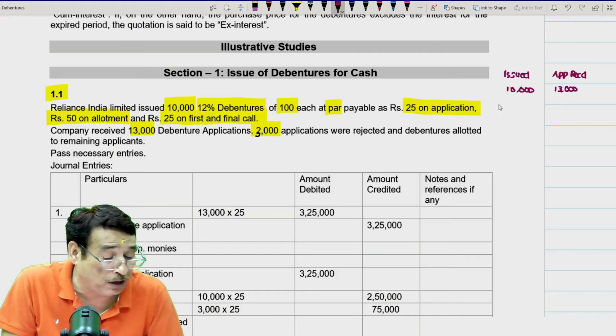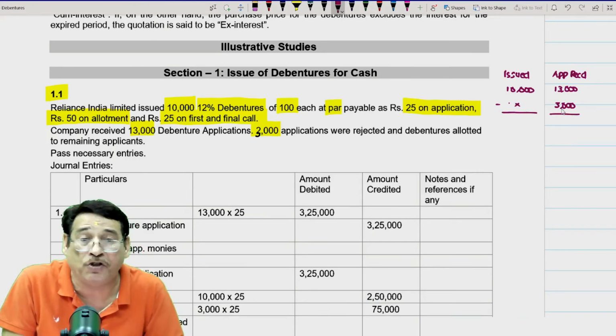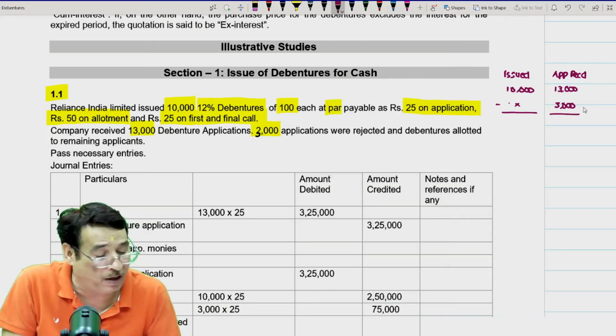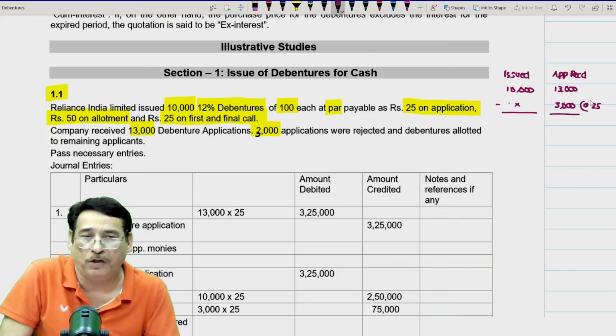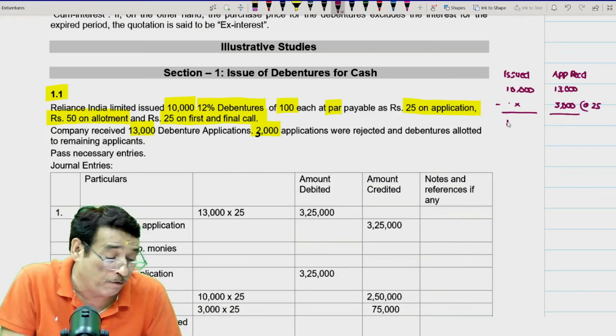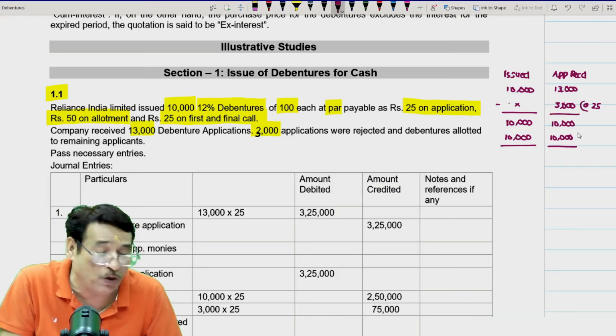Now, out of 13,000, as we have seen, 3,000 applications have been rejected. Rejected means these applicants were not allotted a single debenture, so their amount will be refunded at the rate of 25, because the application rate is 25. So 3,000 into 25 we will refund. We are left with 10,000 debentures, and the remaining applicants are also 10,000. Obviously, now these 10,000 debentures will be allotted to the remaining applicants, that is 10,000. Correct? This is what we used to do under share capital.